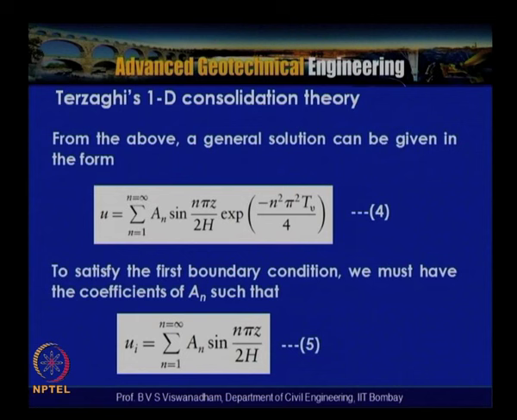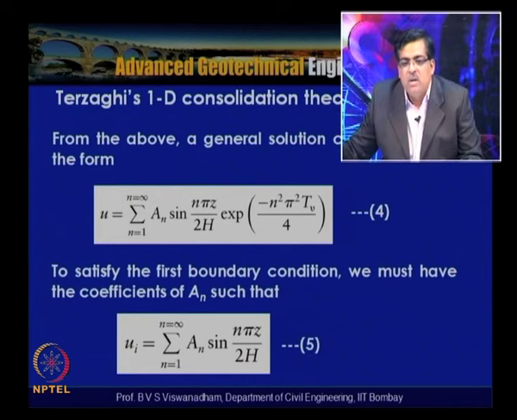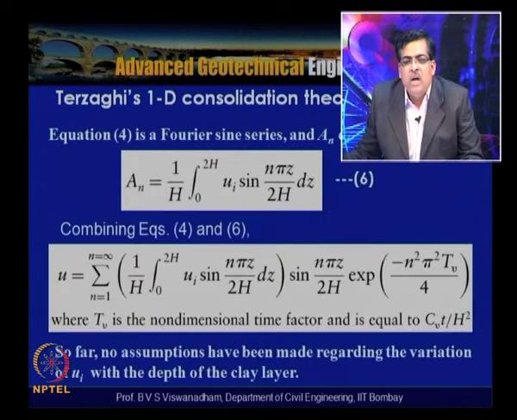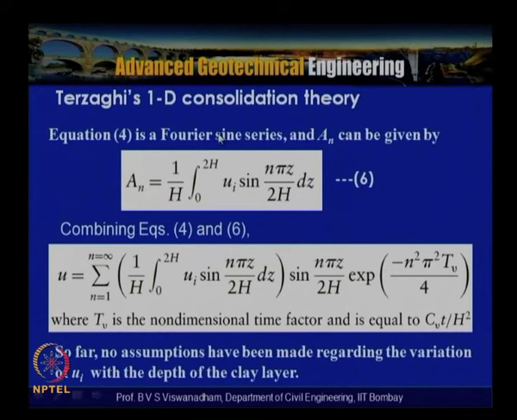To satisfy the first boundary condition, we must have the coefficients A_n such that u_i is equal to the summation from n equal to 1 to infinity of A_n sin(n pi z by 2h), and this is labeled as equation 5. Equation 4 is a Fourier series, and its A_n can be obtained by A_n is equal to 1 by h, integral 0 to 2h, that is the total thickness of the clay layer, u_i sin(n pi z by 2h) dz.